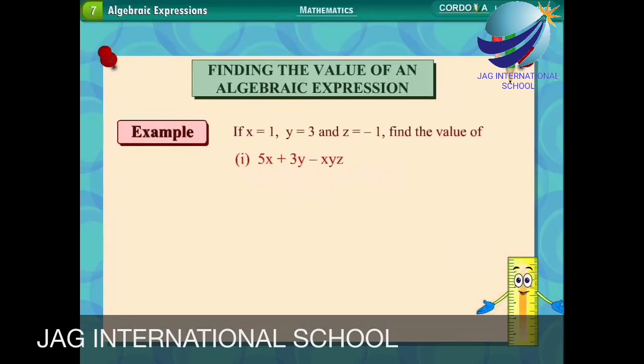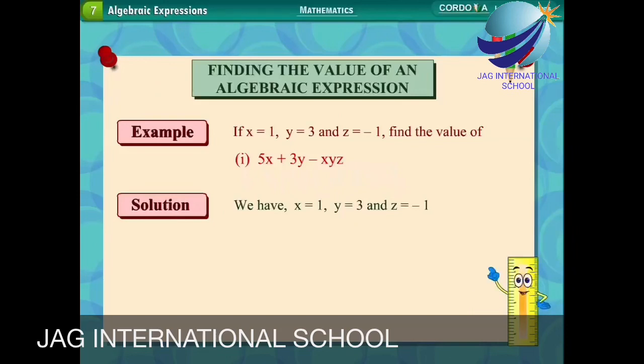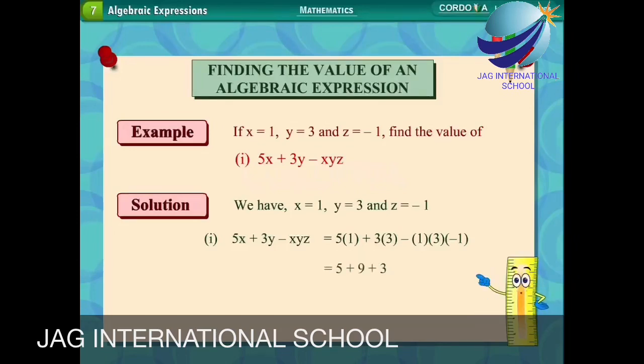Example: if x is equal to 1, y is equal to 3, and z is equal to minus 1, find the value of 5x plus 3y minus xyz. Solution. We have x is equal to 1, y is equal to 3, and z is equal to minus 1. 5x plus 3y minus xyz is equal to 5 into 1 plus 3 into 3 minus 1 into 3 into minus 1, which is equal to 5 plus 9 plus 3, which is equal to 17.